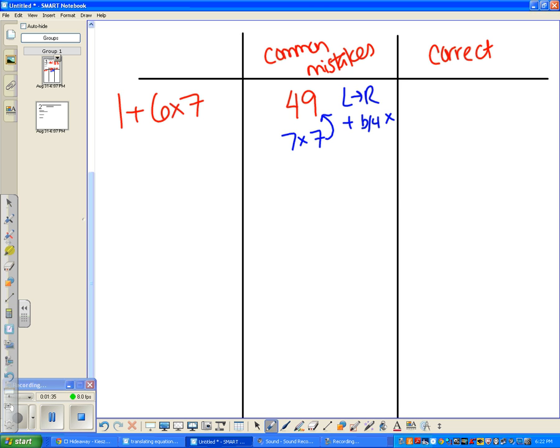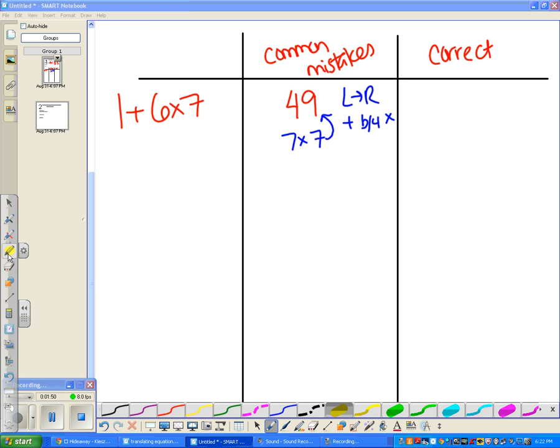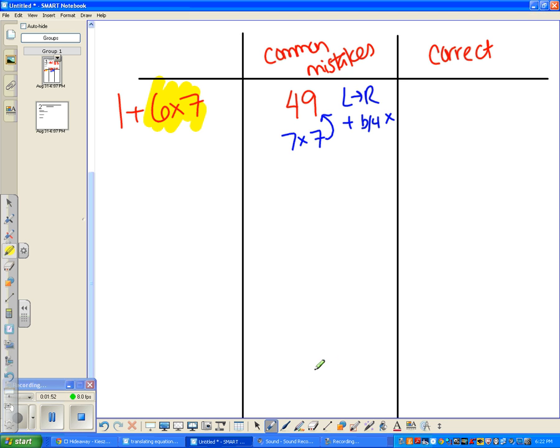which sounds right. I mean, we've been reading left to right pretty much our entire lives, I think. So I get it. I understand why you think it's 49. However, according to the order of operations, you have to do multiplication first. So if you did multiplication first, that would be the 6 times 7, in which case that's 42. And now when you do 1 plus 42, the correct answer is really 43. So make sure you're doing multiplication and division before addition and subtraction.